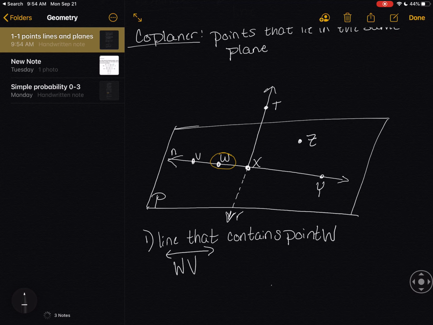I could also choose something that doesn't even have that W in it. I could say something like V, which is here, and Y would give me that because W also lies on that particular line. So V, Y, and I could even write that as YV. It would both give me the same answer.